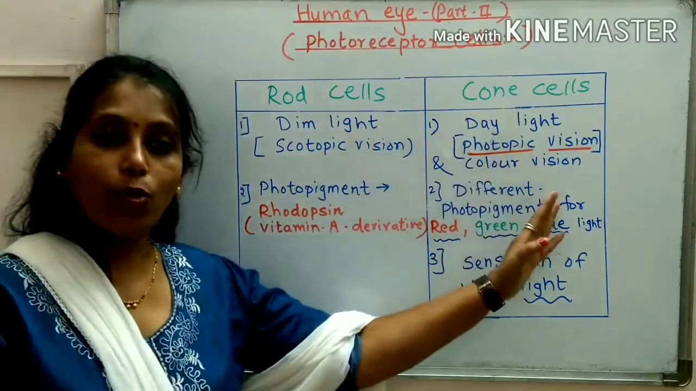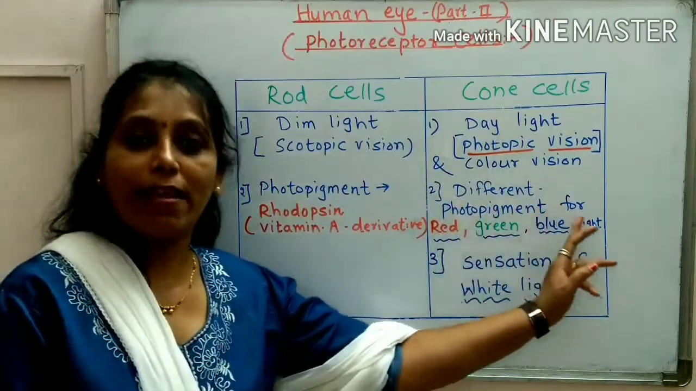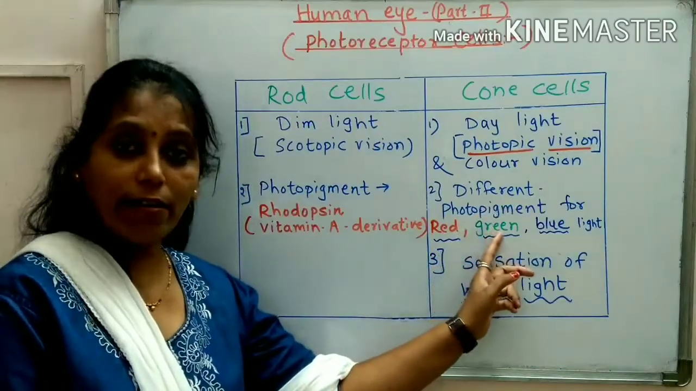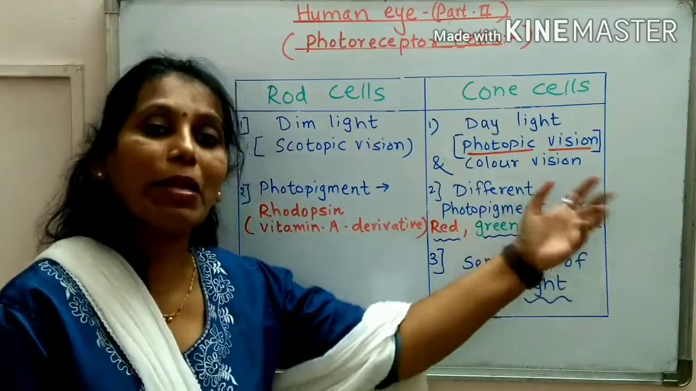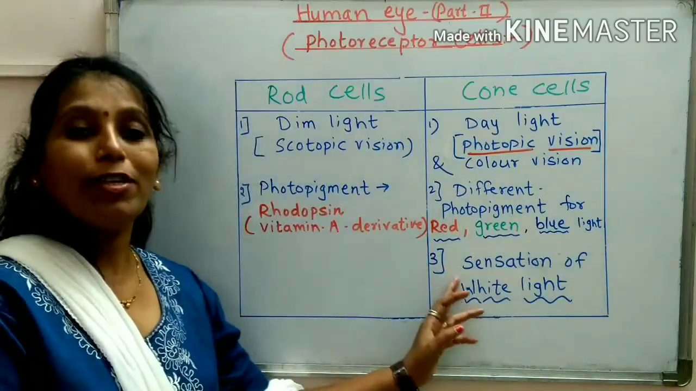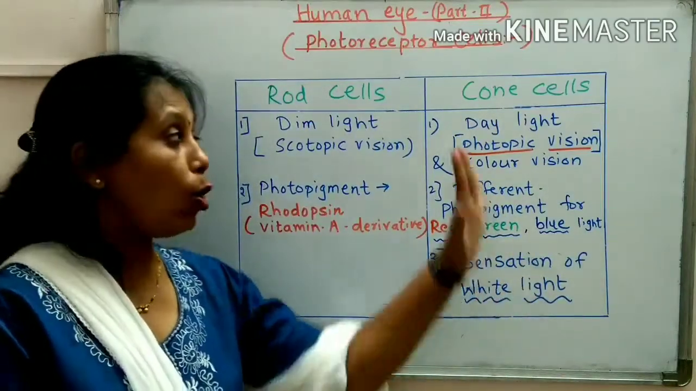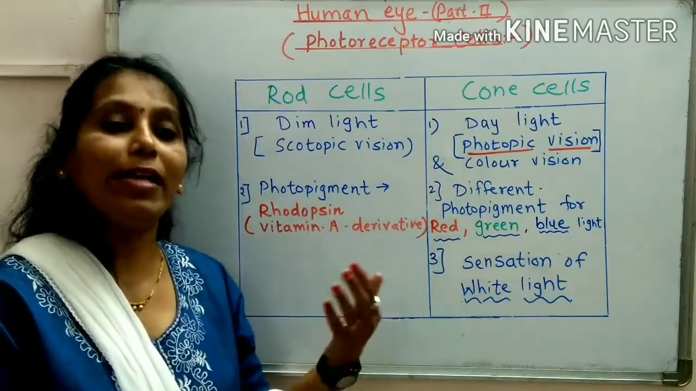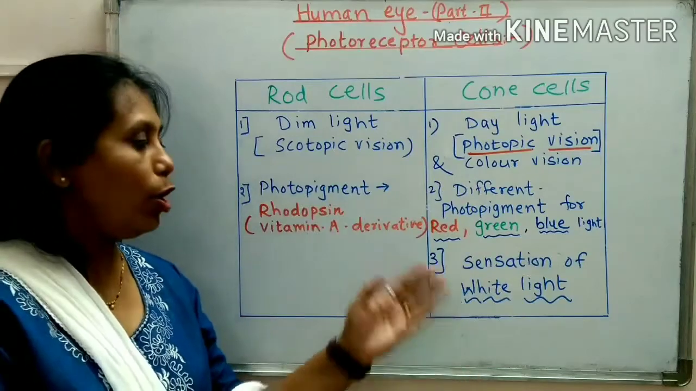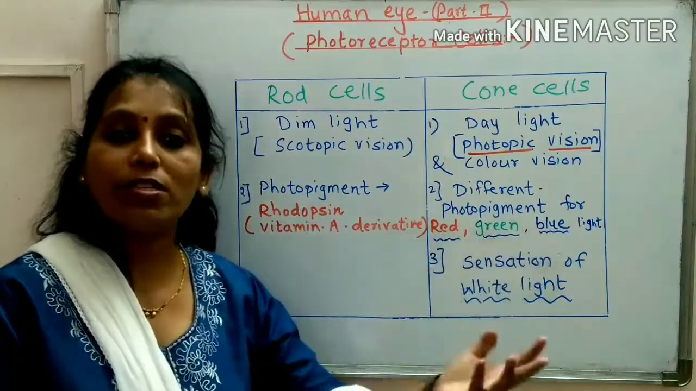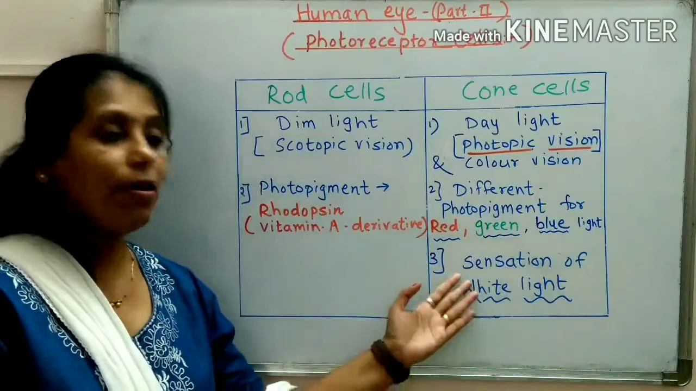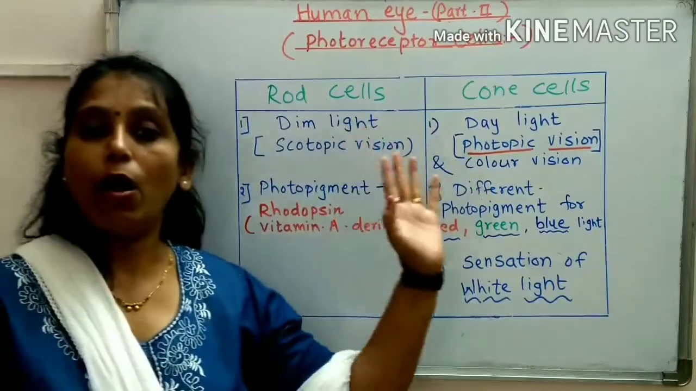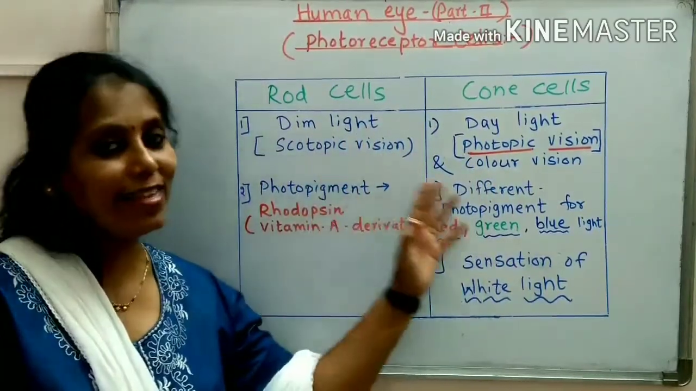In the case of cone cells, different photopigments are there for different colors: for red, green, and blue. Different pigments are present. For the sensation of white light also, cone cells are responsible, because the simultaneous and equal sensation of these colors is responsible for the sensation of white light. So you are going to remember all these characteristics of rod cells and cone cells.